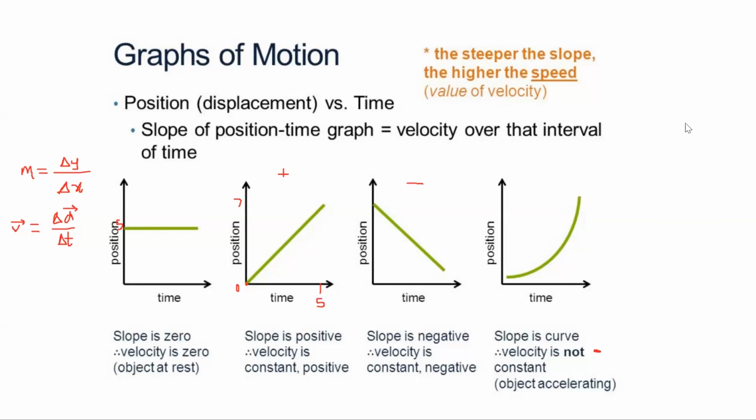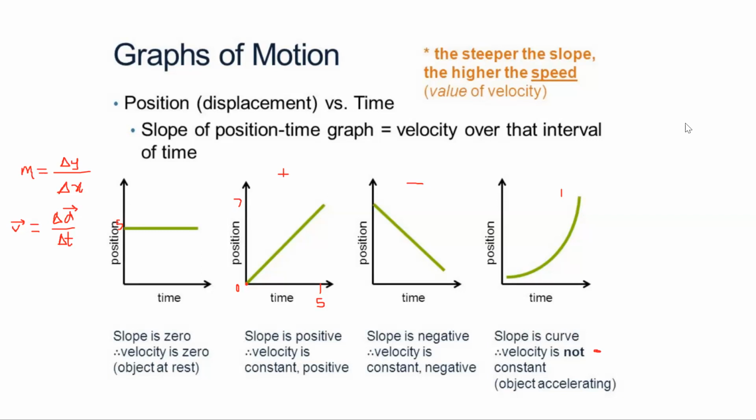Now for this one, the position is kind of parabolic, right? So the slope is a curve, and velocity is not constant in this case, because at each point, the slope, the tangent, would be different, right? So in this case, it is increasing upwards. It's a positive slope, and the object is accelerating because it seems to be gaining, I know this is incorrect terminology, momentum over time. So yeah, any questions about this?